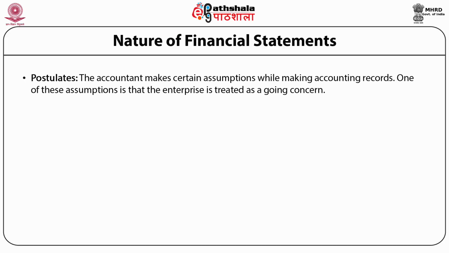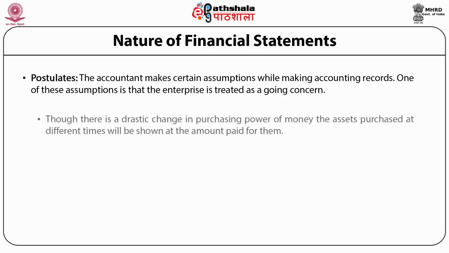Postulates. The accountant makes certain assumptions while making accounting records. One of these assumptions is that the enterprise is treated as a going concern. The other alternative to this postulate is that the concern is to be liquidated. This is untenable if management shows no intention to liquidate the concern. So assets are shown on a going concern basis.